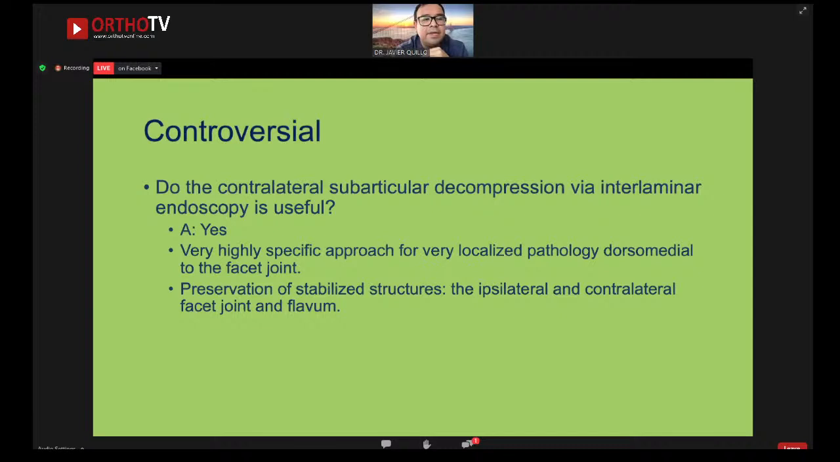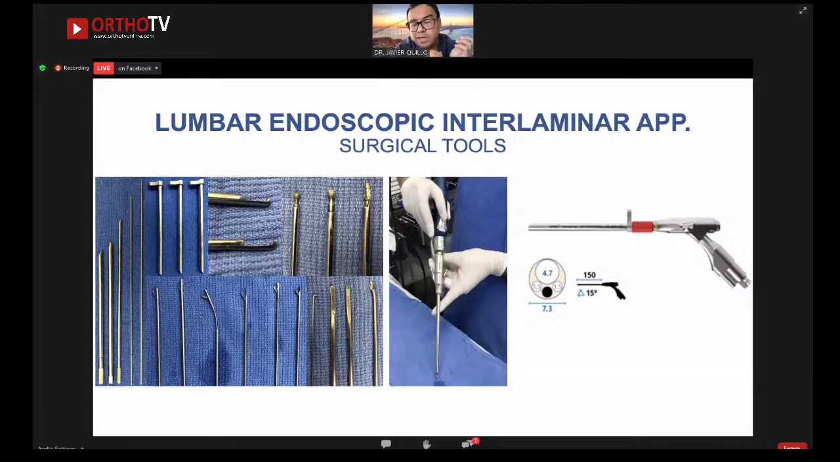Is contralateral subarticular decompression via interlaminar endoscopy useful? Yes, it is a very highly specific approach for very localized pathology, dorsomedial to the facet joint. In the dorsal epidural space, you can work very well with the interlaminar or posterior endoscopic approaches. Basic anatomical concepts or a scientific background alone is not enough to perform good endoscopy. You need skills and you need technology, whatever the brand, but you need technology.